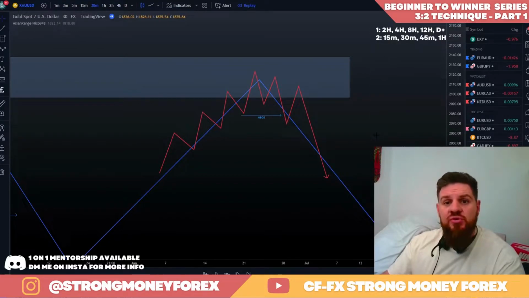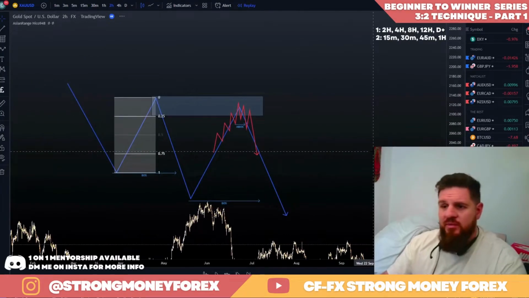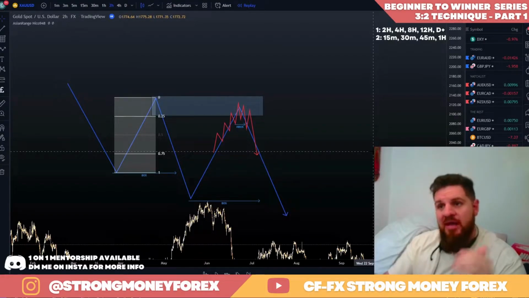So what we're doing is stacking multiple time frames in our favor, in our confluences, in order to make sure that we are trading in line with higher time frame bias. We know price wants to go down from this 2 hour, from this 4 hour, daily, whatever it may be. We know that price wants to go down from this first time frame. We know we're heavily bearish.